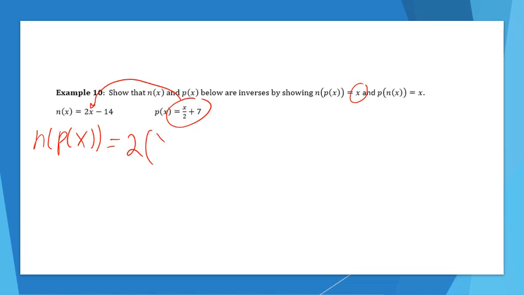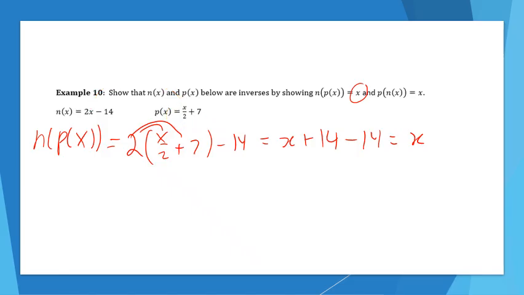So 2 times x over 2 plus 7, minus 14. This would be equal to 2 times x over 2 is just x. Distributing 2 times 7 is obviously plus 14, and then minus 14, this is just equal to x, so that's good there. Now let's take a look at the other way around.